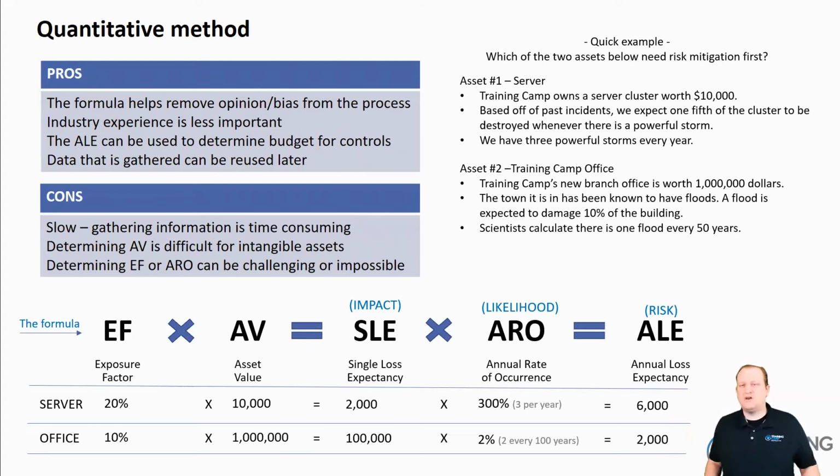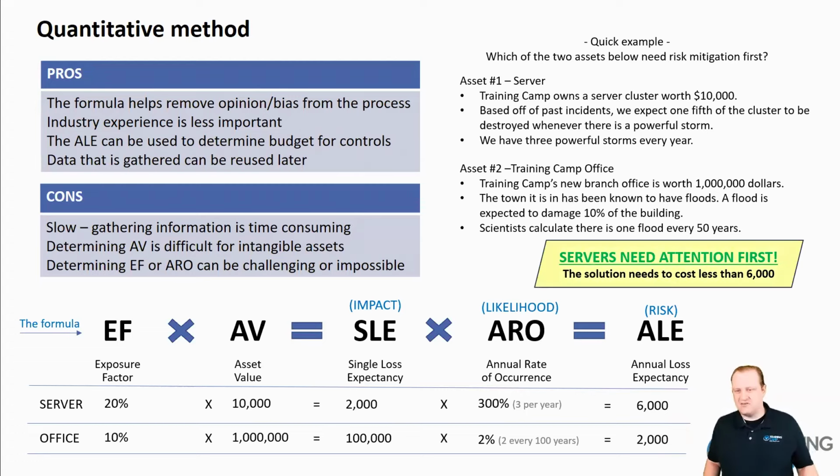All right, now which one needs mitigation first? Servers, obviously. The servers need attention first. They're costing us more money. And hey, whatever solution we come up with should probably cost less than $6,000, so we're sure to get a return on our security investment, a return on our ROSI.